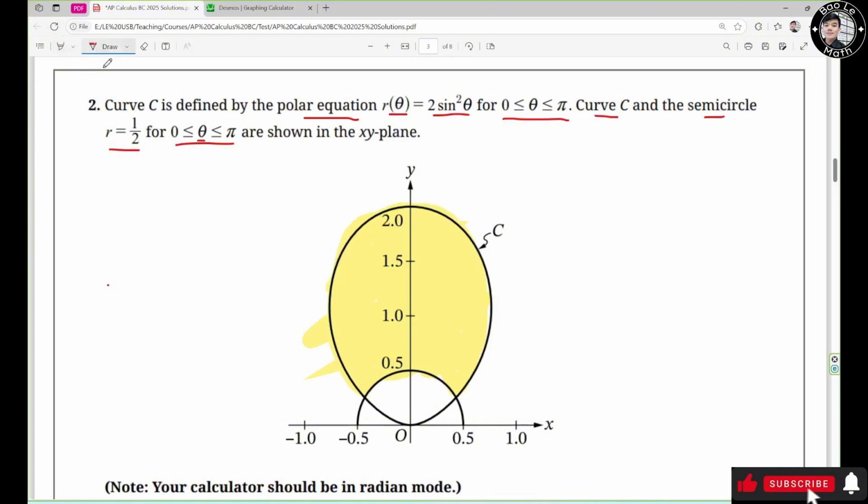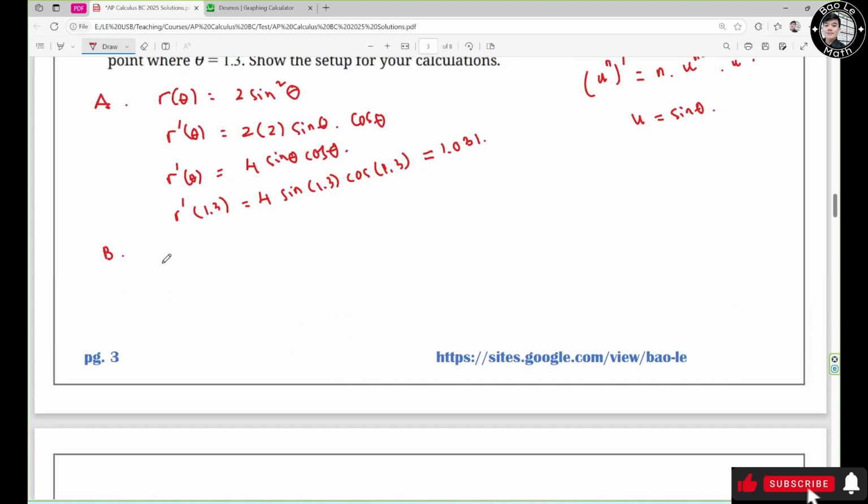Alright, now first you need to find the intersection between the two polar equations right here. The first one right here and the second one right here, right? So I'm going to let this one equal 1/2, so I have 2 sine squared of theta equals 1/2, right? Now I'm going to divide both sides by 2, so sine squared of theta equals 1/4, right?